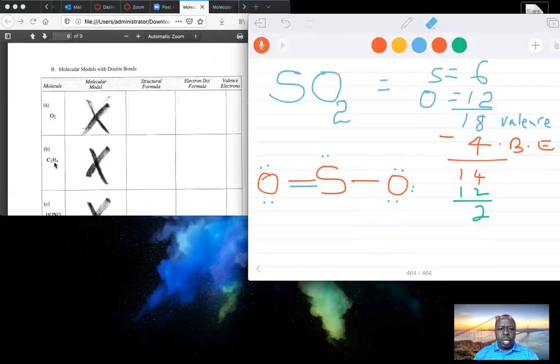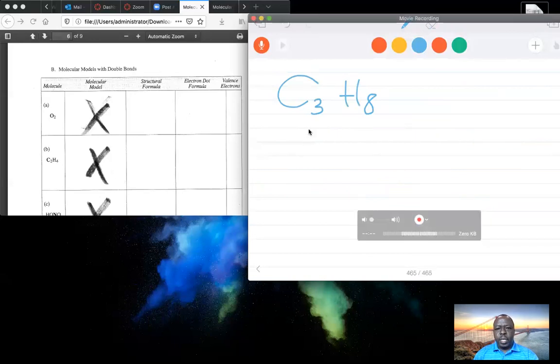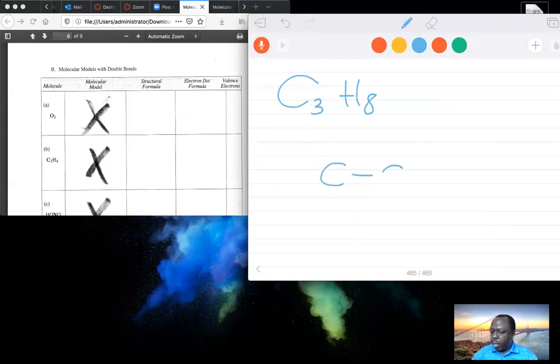Now for a long chain, for an organic molecule such as this, you should be able to interpret. If I have, for example, C3H8, how do I make a connection for that? It is understood that we have a 3 carbon chain, and you start constructing the backbone of the molecule fast, like that. Bear in mind the dot symbol for carbon has 4 dots around it.